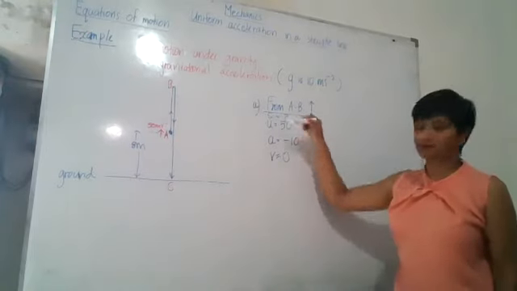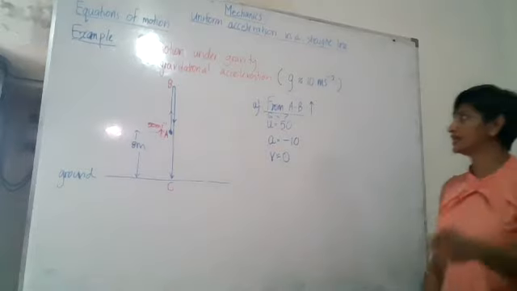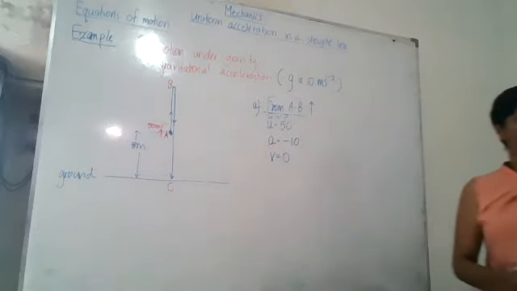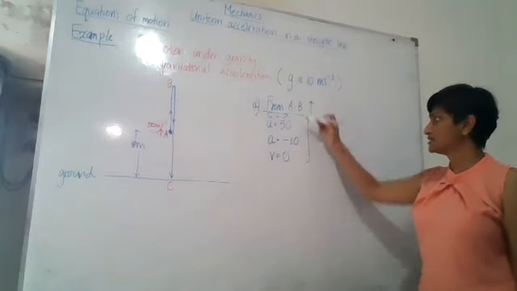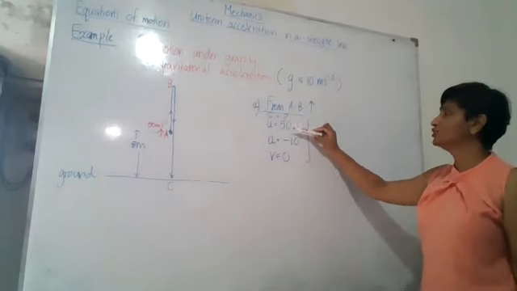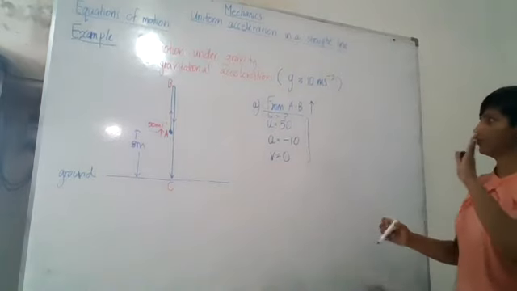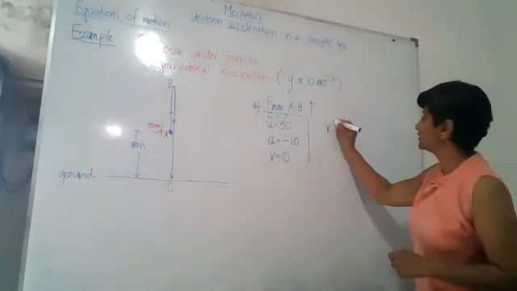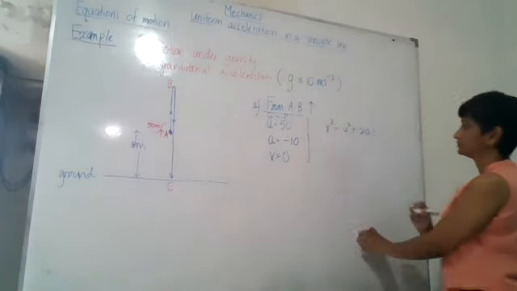You look at this and look at your set of equations and decide which one you should use. The one containing S, U, A and V. S is what we want to find, U, A and V are what we have. So which equation has these 4? V squared equals U squared plus 2AS.